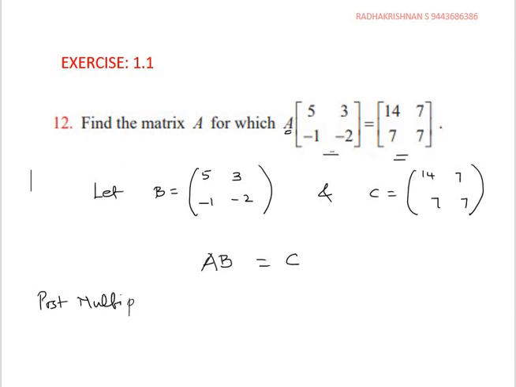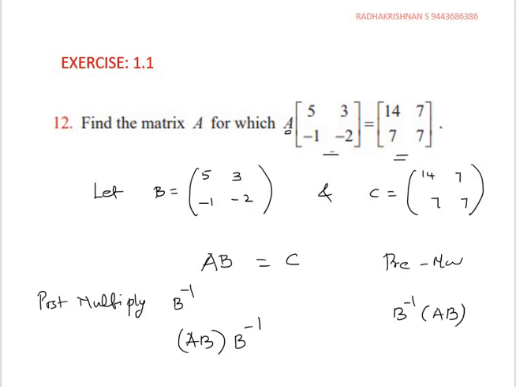First you must understand the word post multiply. Post multiply means what? That is, I must multiply the LHS and RHS afterwards. Suppose I have AB here, I should multiply with B inverse. This is AB into B inverse. This we call post multiply, after the term we are multiplying. And one more term we have, pre-multiply. Pre-multiply means before we are multiplying. B inverse into AB, this we call pre-multiplying. We are pre-multiplying AB by B inverse.